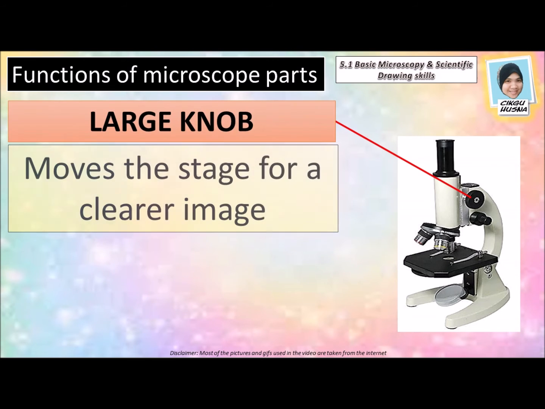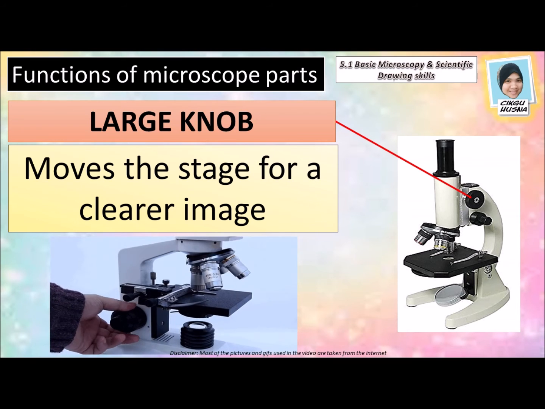The large knob. This large knob moves the stage for a clearer image. Jadinya, tombol ni boleh dipusing-pusing untuk kamu membuatkan stage itu naik ke atas ataupun turun ke bawah.